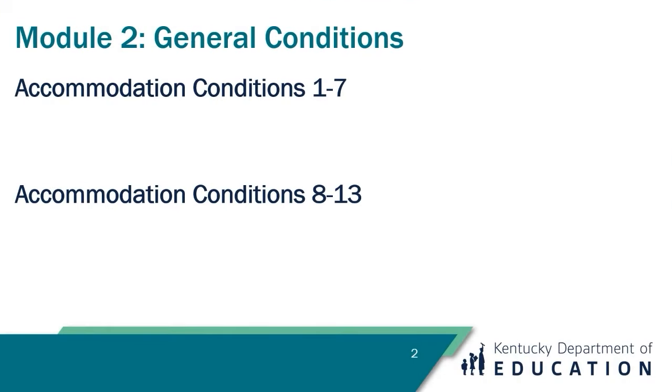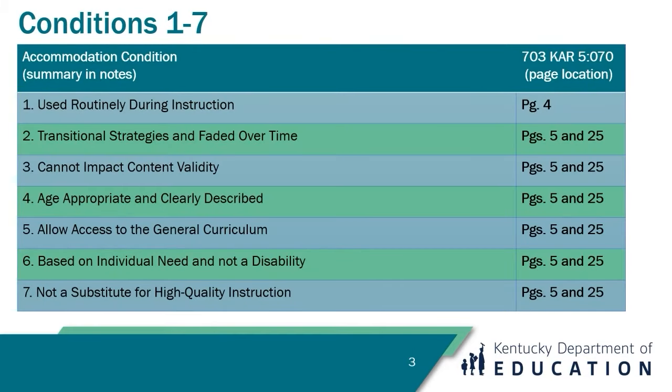Module 2 of this training looks at the various accommodation conditions identified in the Inclusion of Special Populations Regulation. In the notes section of this slide, there are specific comments made about conditions 1 through 7. You will also note the page location for each condition where it can be found in the regulation. Please reference the regulation for information specific to these conditions.